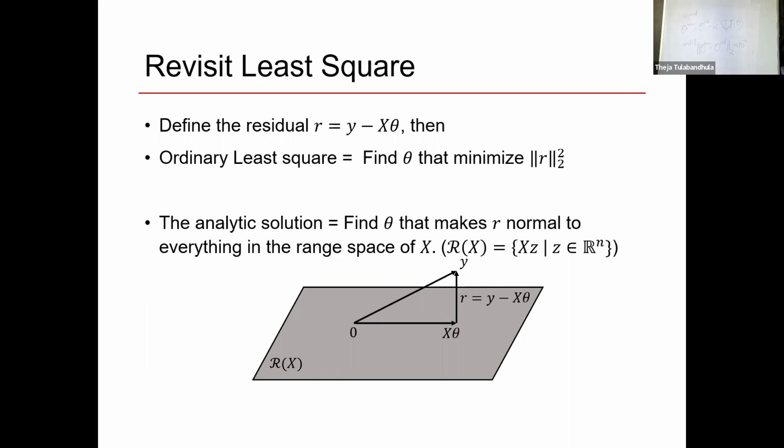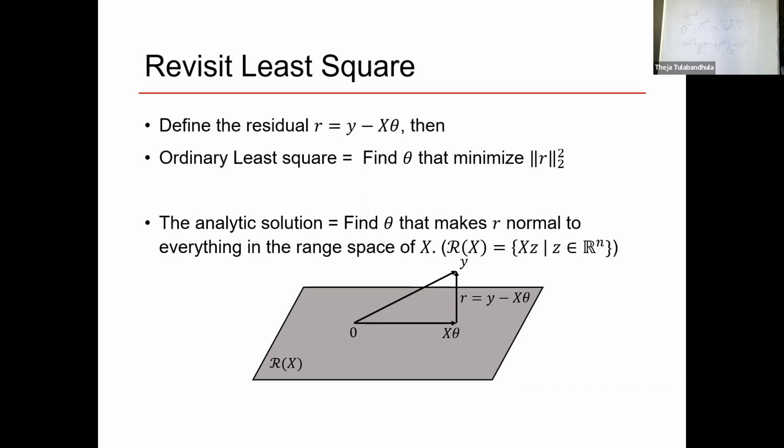And the solution here is the candidate solution. It just says, if you want to find theta, find a theta that makes this residual vector perpendicular to every vector in the range space of X.